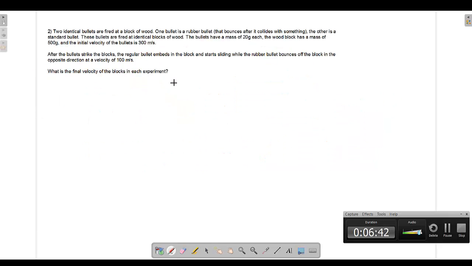So two identical bullets are each fired at a block of wood. One bullet is a rubber bullet that bounces after it collides with something. The other is a standard bullet. These bullets are fired at identical blocks of wood. The bullets have a mass of 20 grams each. The wood block has a mass of 500 grams, and the initial velocity of the bullets is 300 meters per second. It can be sort of assumed that the v initial for the block is equal to 0. They're stationary, presumably.